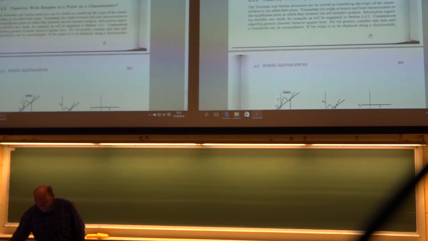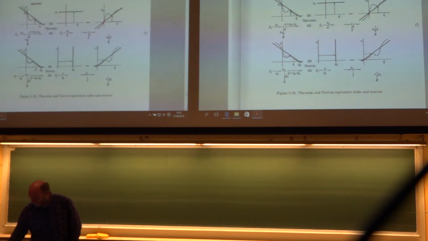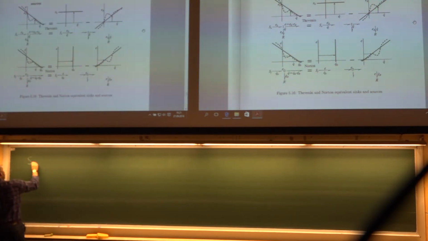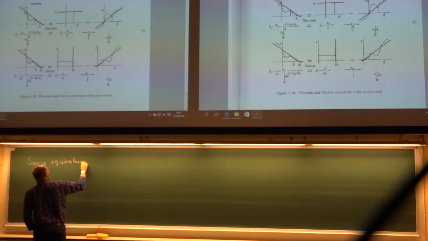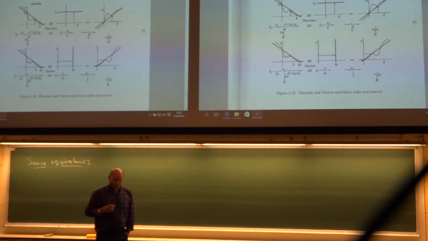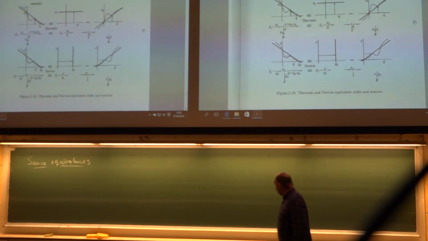We have some small parts at the end of this chapter you should be aware of. Something that is called Thevenin and Norton source equivalence. And the reason that we are doing this is as follows.